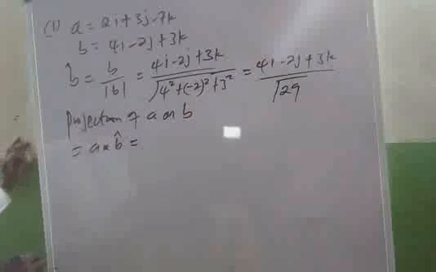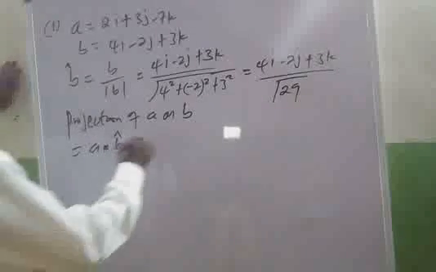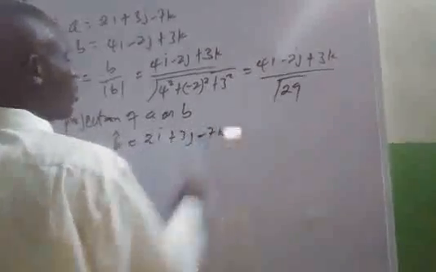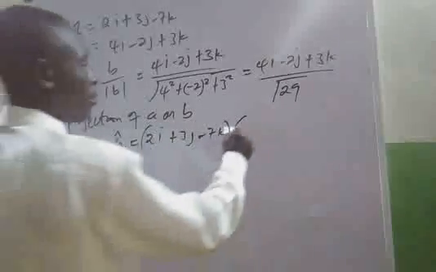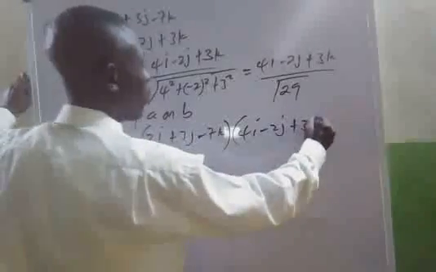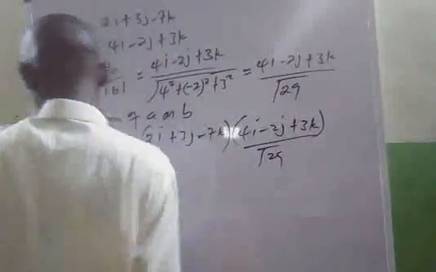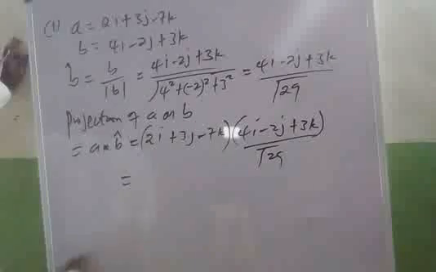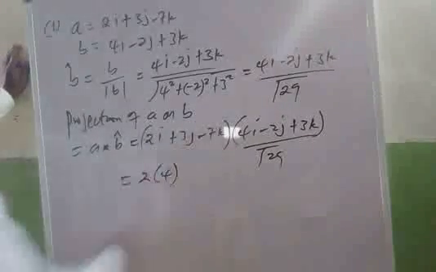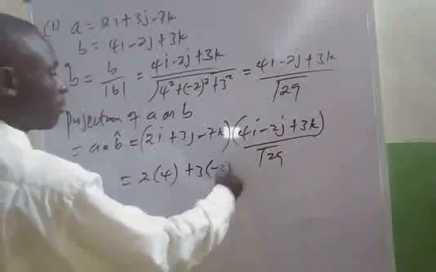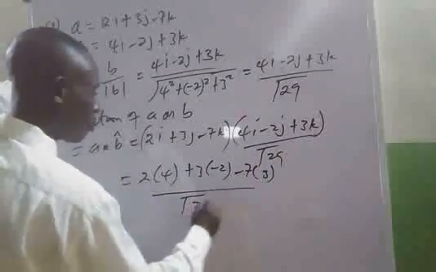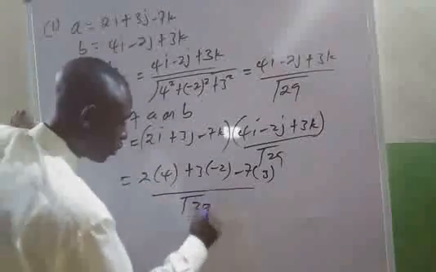So this will give us A, which is 2i plus 3j minus 7k, dot 4i minus 2j plus 3k, everything over the square root of 29. If you simplify that very well, this is the same thing as 2 bracket 4 plus 3 bracket minus 2 minus 7 bracket 3, everything over the square root of 29.